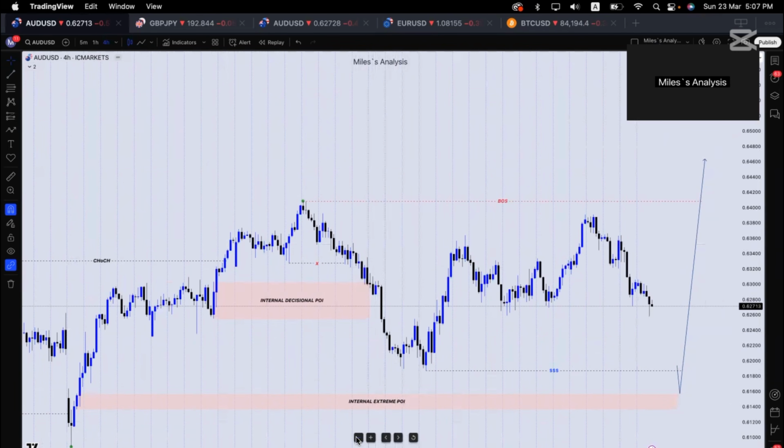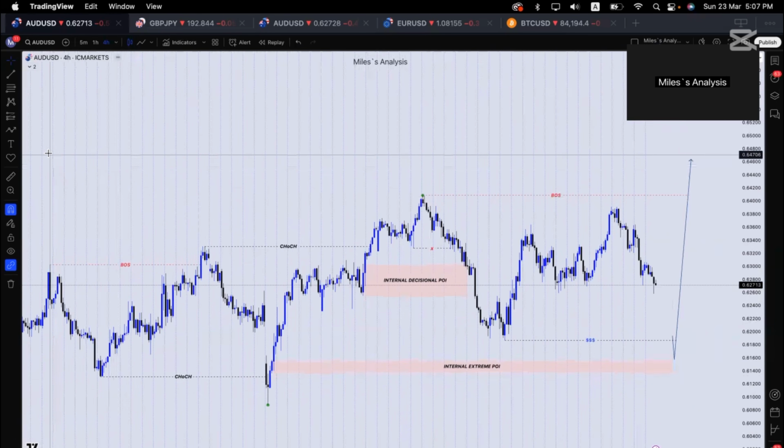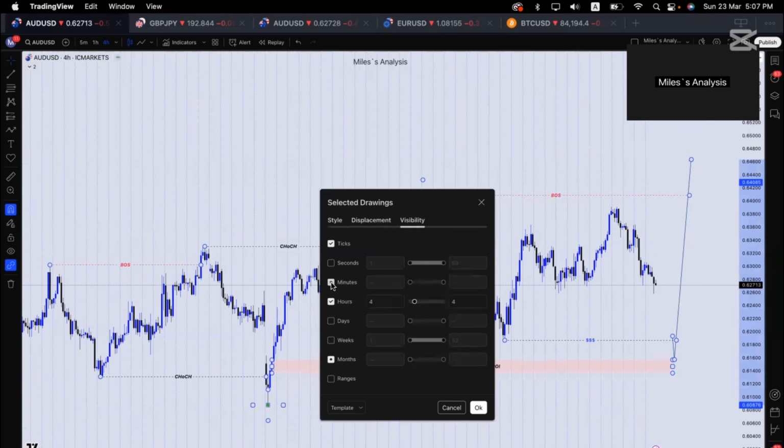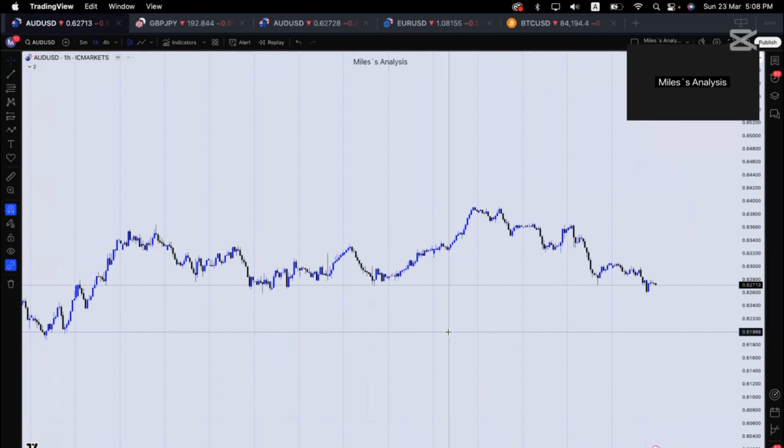So now I'll just make this visible only to the H4 so that we can go on H1 and have a clean chart. This should be only visible on H1, H4. So now we have our directional bias on the H4. Price is overall bullish, but the internal structure is bearish, as you can see. So we're expecting price to continue bearish up until this extreme point of interest. So with that in mind, we can go to our H1 time frame.